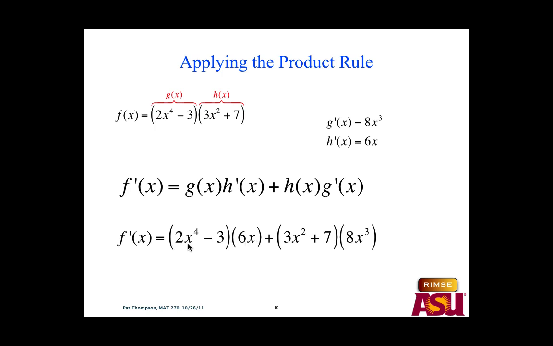6x times 2x to the fourth. There's 12x to the fifth. And over here I've got 8x cubed and 3x squared. That'd make 24x to the fifth. If you were to distribute out and simplify our product rule result here, you would still get something whose highest term is 36x to the fifth.